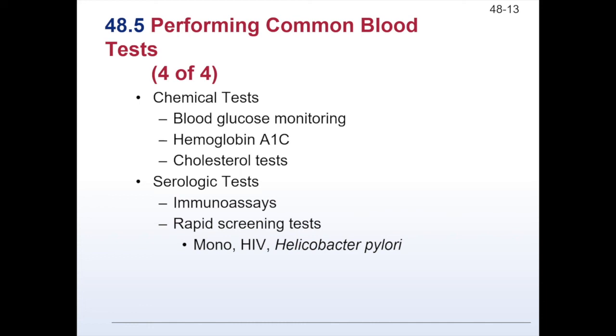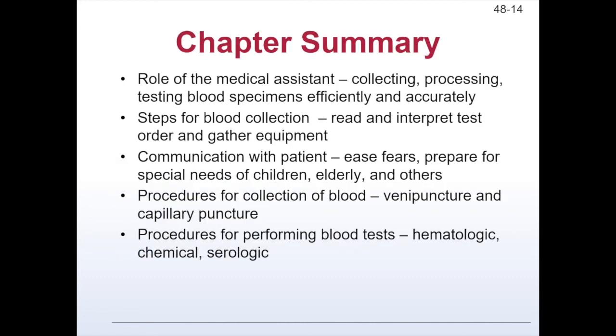Rapid screening tests have been developed for quick processing. Pregnancy tests are an example of a rapid screening test designed for home use. Other tests available for use in the POL will detect mononucleosis, HIV, or Helicobacter pylori infections. That concludes today's lesson.